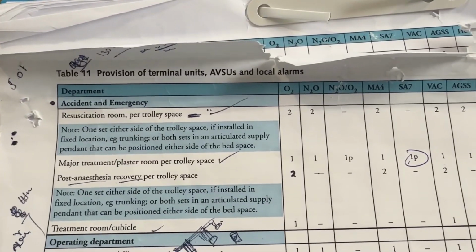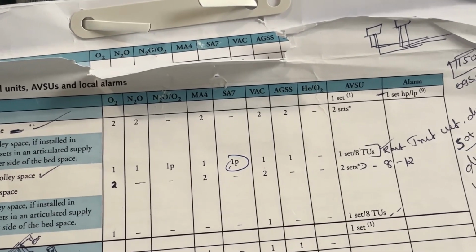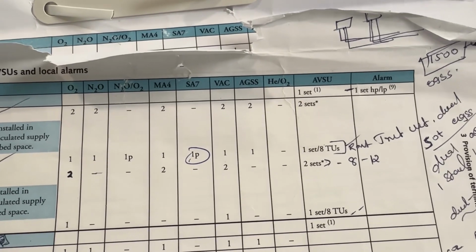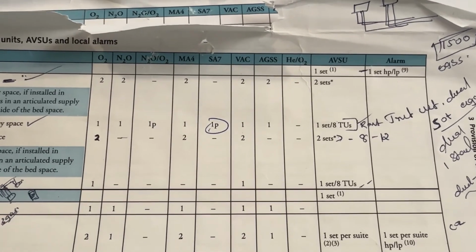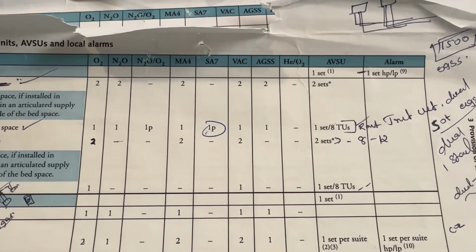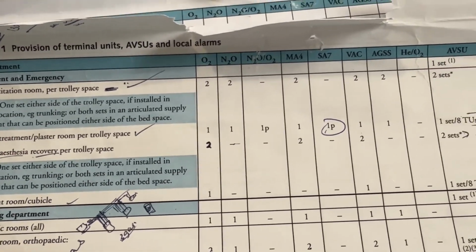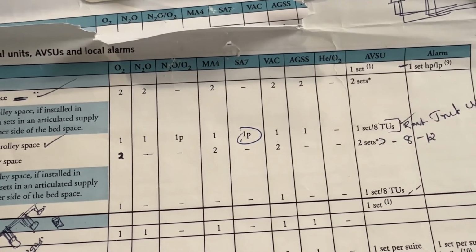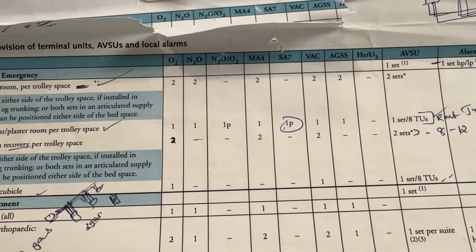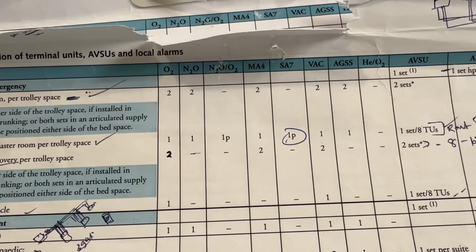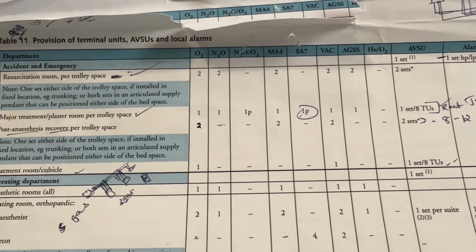First we are talking about the resuscitation. In resuscitation we give 2 sets of oxygen, nitrous oxide, 2 MFO, 2 vacuum and 2 AGSS, with 2 sets of AVSU. For the major treatment and plaster room it is 1 O2, N2O, MFO, vacuum and AGSS. And for some special additional cases, for project reference, we give Endenox and SA7. This depends on the project.